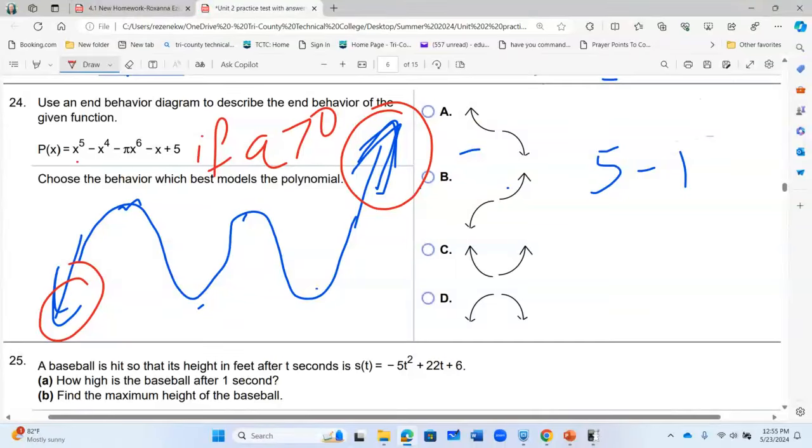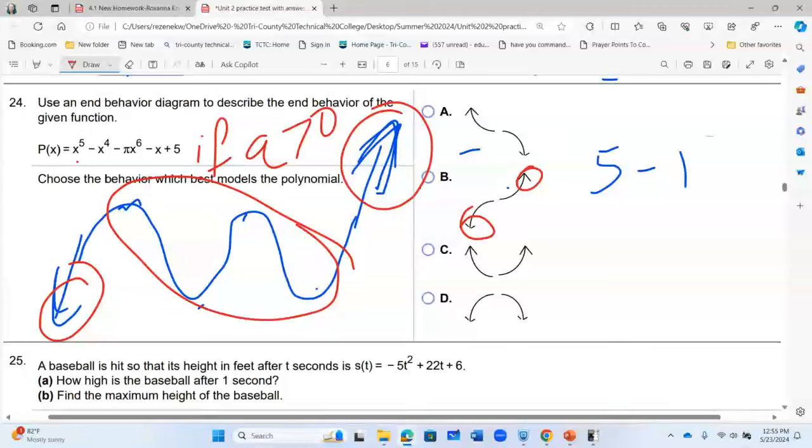The question is asking about the end behavior. It's not asking about the middle here, end behavior. So let's look up here. The end behavior of this graph is B, because we know it is an odd degree polynomial. The leading coefficient is positive. Therefore, the right is going up, the left is going down.